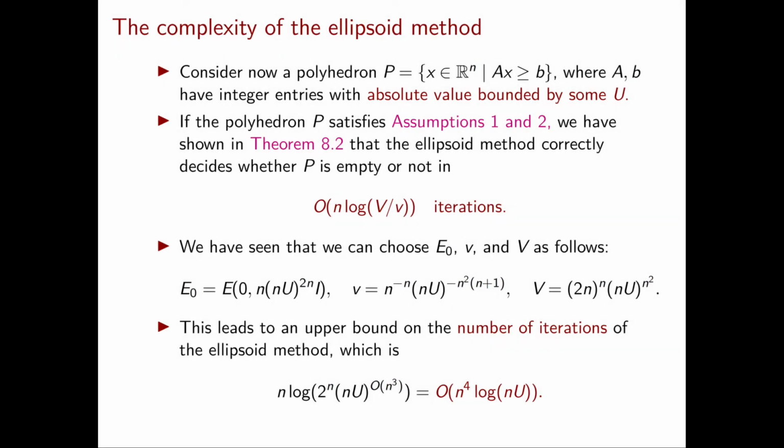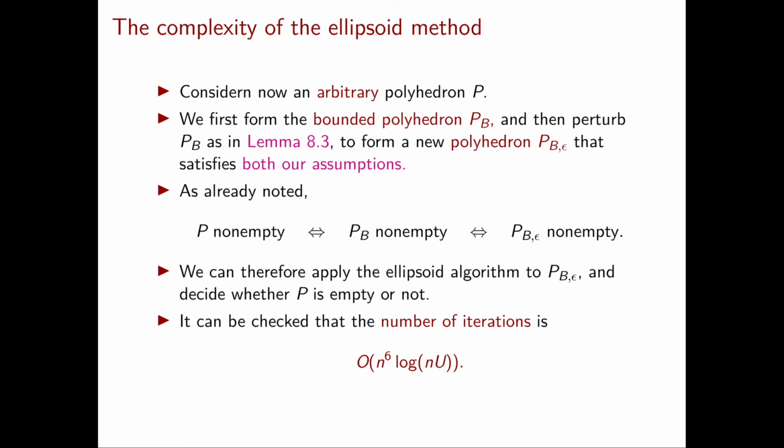In particular, this number of iterations is polynomial in our input size, which is big O of nm log U. Let's now consider the general case. So we have an arbitrary polyhedron P. First, we reduce ourselves to the bounded case by creating the bounded polyhedron PB. At this point, PB satisfies assumption 1.